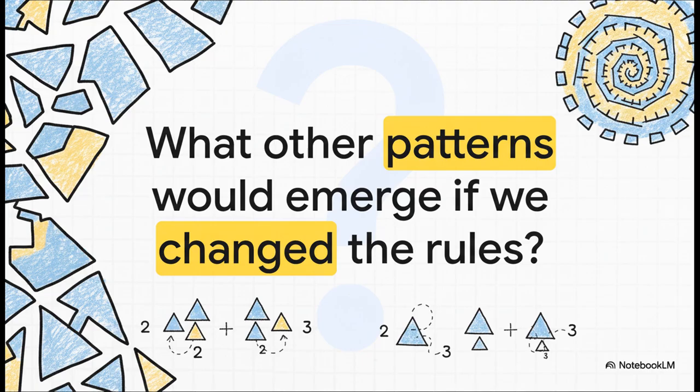The final question in the source material leaves us wondering, what if we changed the rules for Rudy's triangle? Instead of multiplying by 2, what if we used 3 or 4? What new shapes, what new mathematical truths are just out there, waiting for the next curious person to come along and find them?